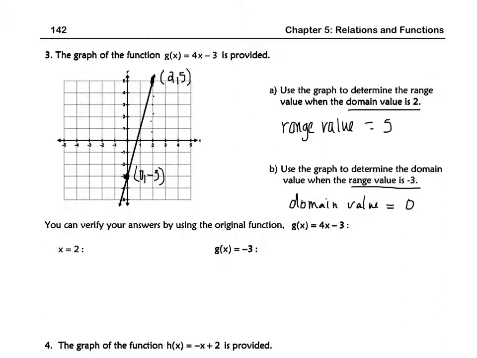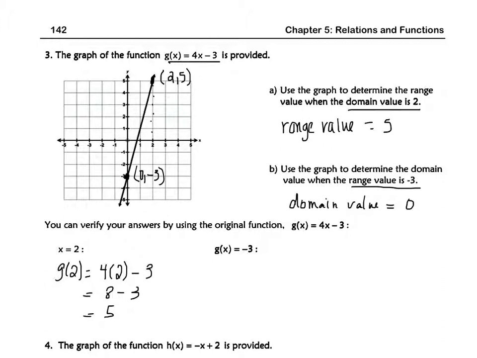We're just looking at the graph here, but we can always check our answers by plugging the values that we were given back into the equation, because we know the equation for the graph that was given to us. So if we know for A that the domain value is 2, algebraically we can find g of 2 by plugging 2 into the equation for x. That gives us 8 minus 3, which is in fact 5. And when we look at the graph, we pick the right answer.